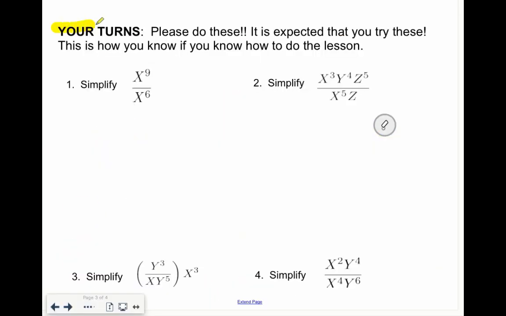You have 4 your turns. We need you to do these. This will help you know whether or not you understand the concept or not.